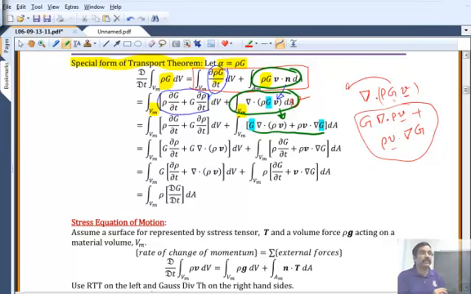Any questions on that? Do you see what's happening there? It's basically chain rule. If it's not clear, we can go and show that using index notation, how that would happen, and then come back to the Gibbs notation. Any questions on that?